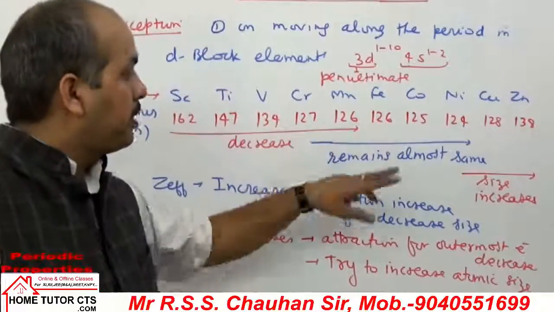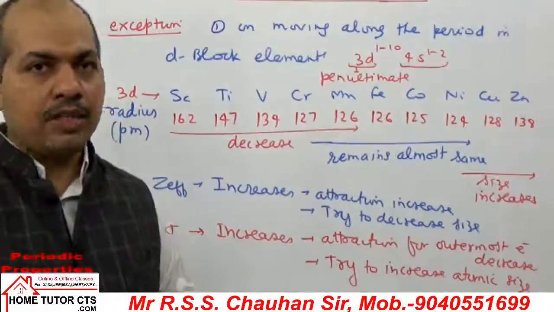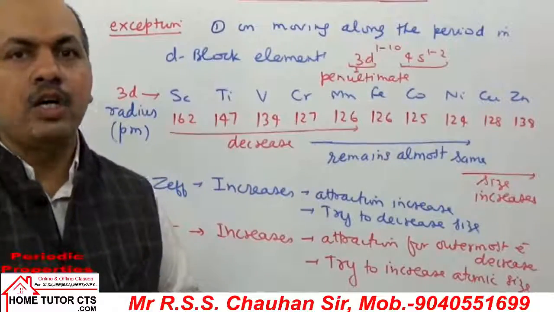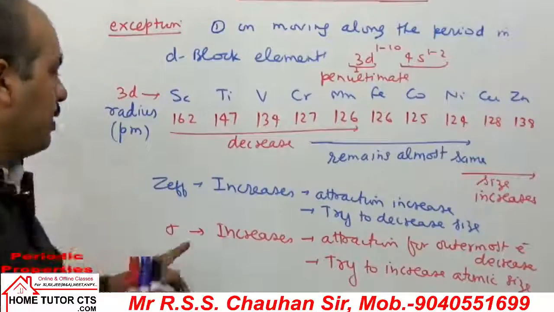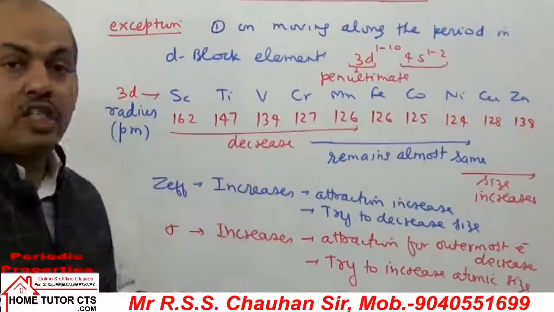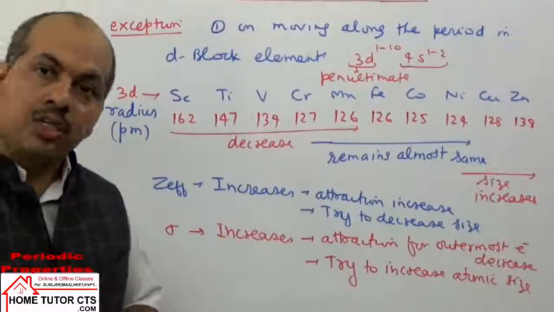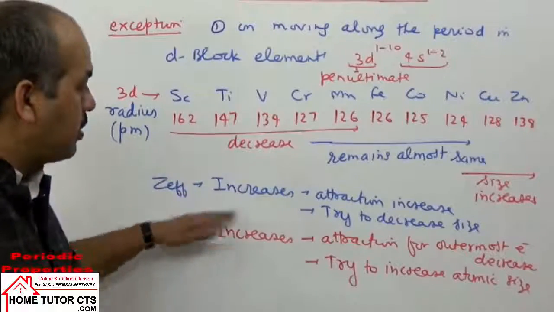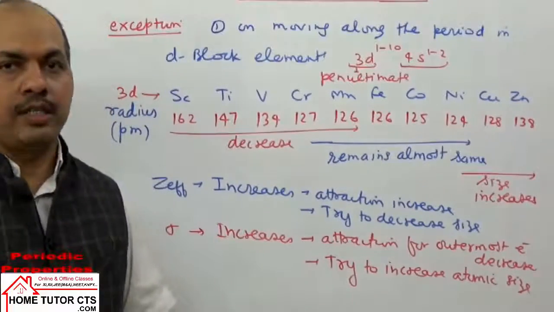What happens after that? When subshell d will have sufficient number of electrons like 5 6 7 8, so what happens when subshell d will contain more and more electrons, then sigma will also increase, and this sigma increase balances the effect of increased nuclear charge. इसको बैलेंस कर देगा तो क्या हुआ, these two factors are balanced. In the balance the size of element remains almost constant.